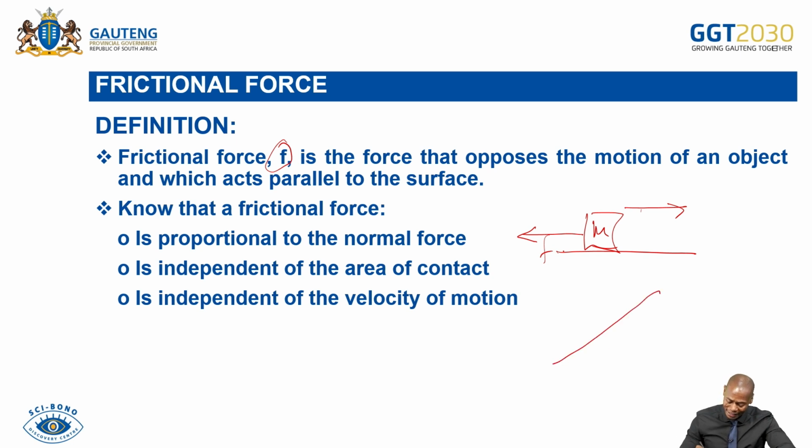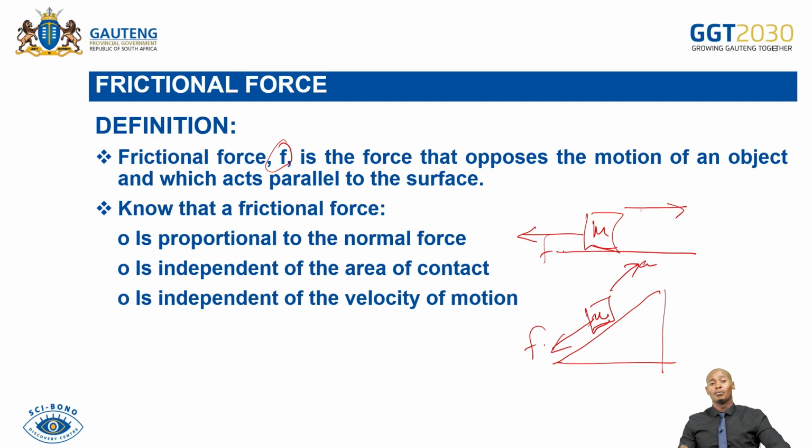Even when it comes to an inclined plane, if an object is moving up the slope, your frictional force will act in which direction? Down the slope. So it's a force that opposes the motion of an object. If an object is moving vertically upwards in the air, we can talk about air friction there, and the air friction will act in the opposite direction. So what is frictional force? It's the force that opposes the motion of an object, and it acts parallel to the surface. So it's always parallel to the surface.